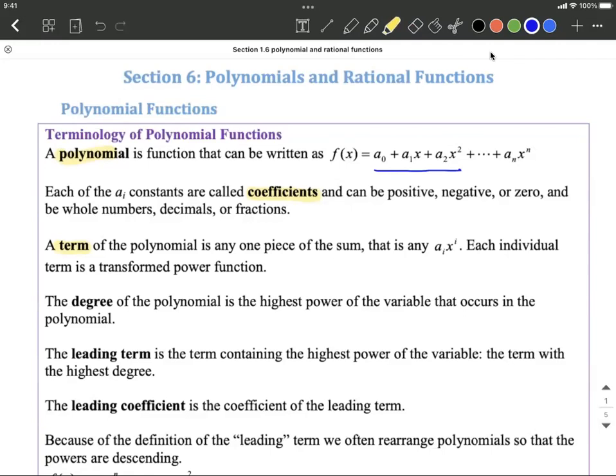Next up, the degree of a polynomial is going to be the highest power on x, or whatever our variable is. Now, individual terms have their own degrees, and we're going to see this in a second and identify them, and then the overall polynomial has its degree.